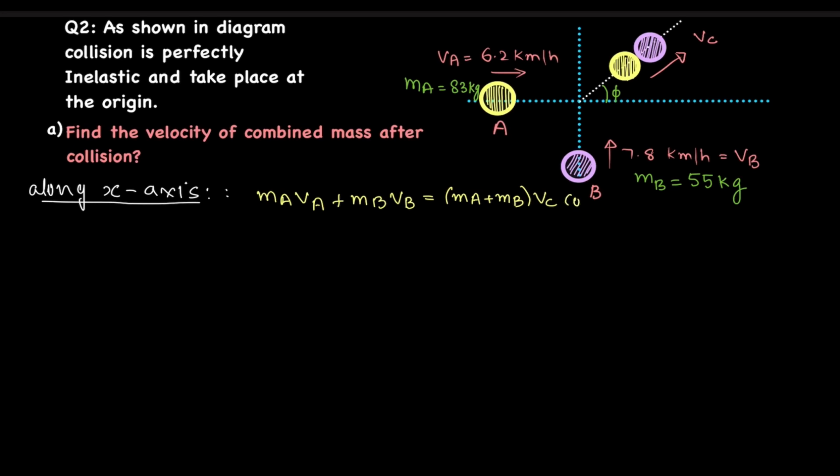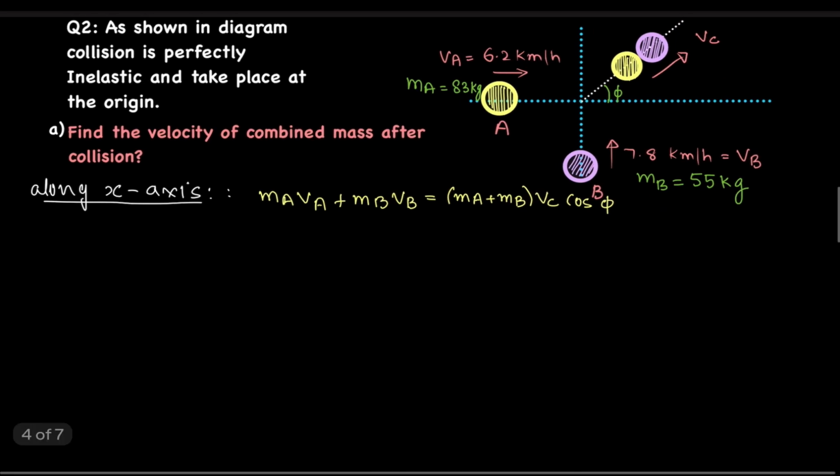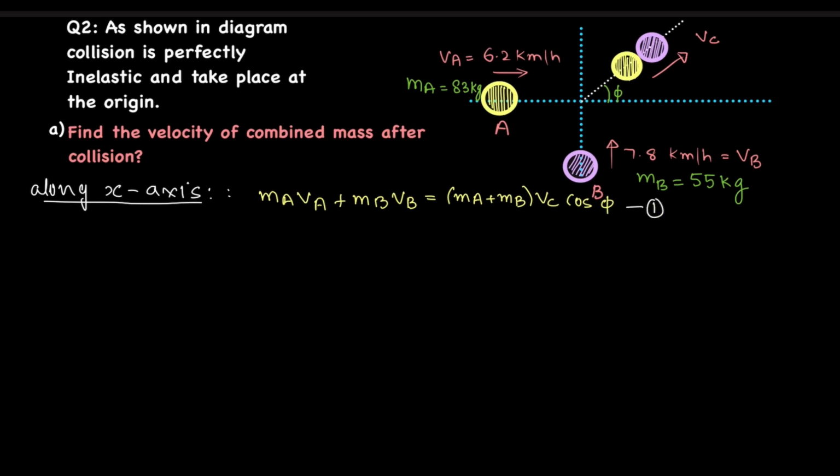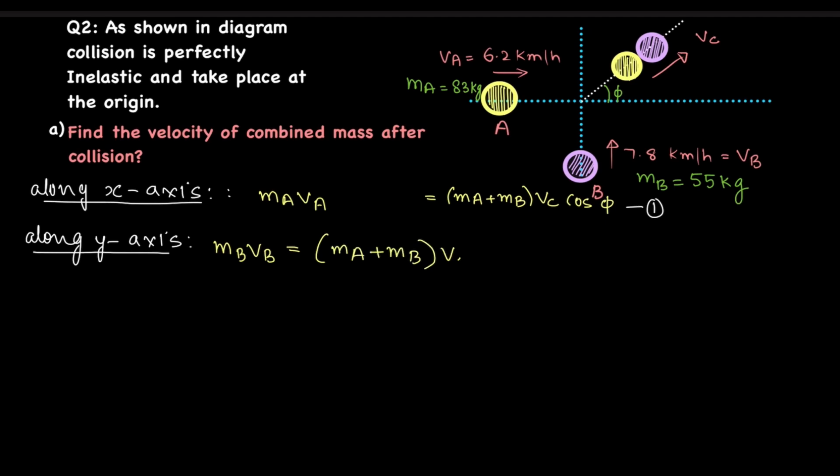So the linear momentum along the x-axis goes with cos of phi. So this is our equation number first. I missed something. Yes, here, because this is not along x-axis. Now along y-axis. Along y-axis, what you can see, only B particle is moving. So we can write the equation MB VB is equal to the sine component, MA plus MB common velocity with sine of phi. So this is our equation number second.